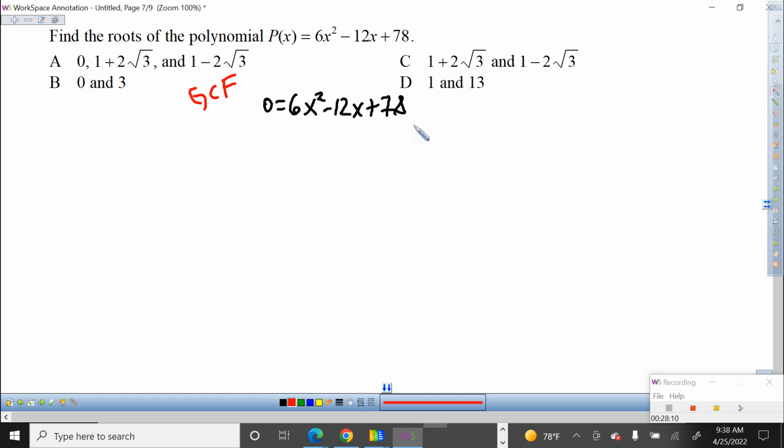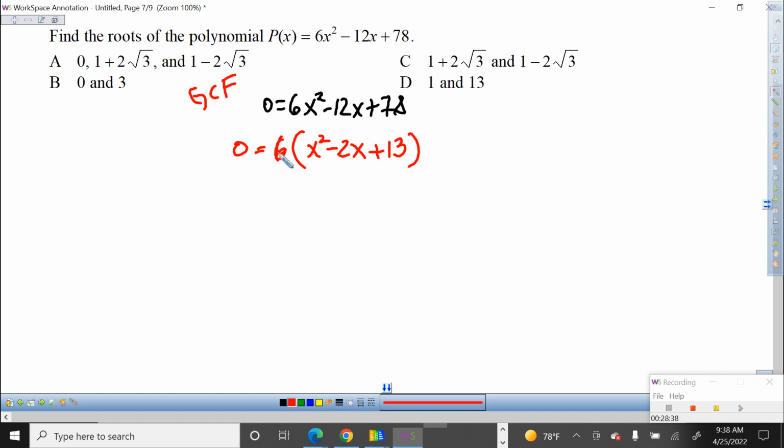So what number divides all three terms? The third one doesn't have an x. 6, that is correct. So we're left with x squared, 12 divided by 6 is negative 2x, 78 divided by 6 is 13, and all that equal to 0.